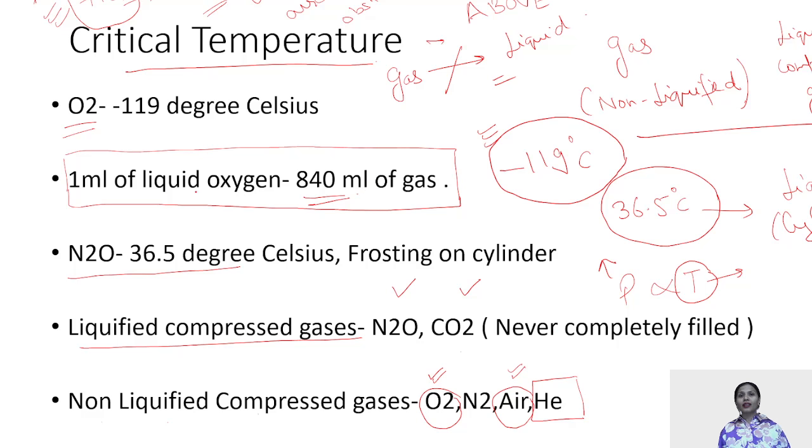So I hope the concept of critical temperature is clear to everyone, and the gases can be of two types. One is liquefied and one is non-liquefied gases. Liquefied gases are your nitrous oxide and carbon dioxide, and non-liquefied gases are your oxygen, air and helium.